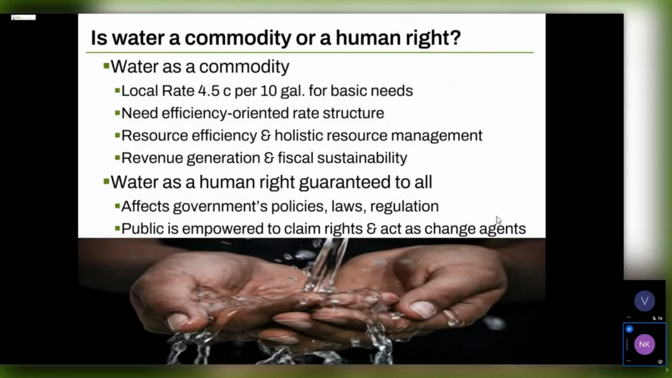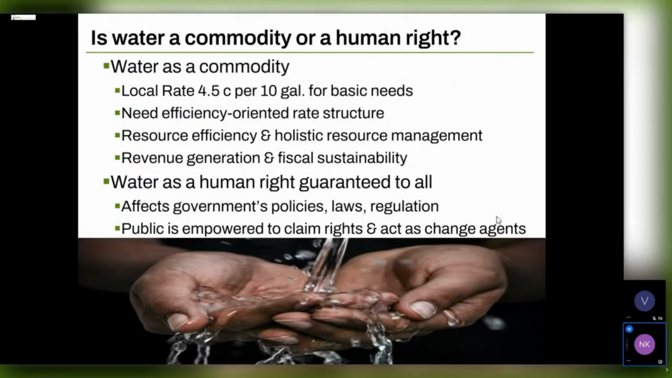If we treat water as a basic human right, we focus more on the social responsibility to the individual. The United Nations and other countries subscribe to this idea, that water is a basic human right, and the Sustainable Development Goal 6, that is WASH: water, sanitation, and hygiene.